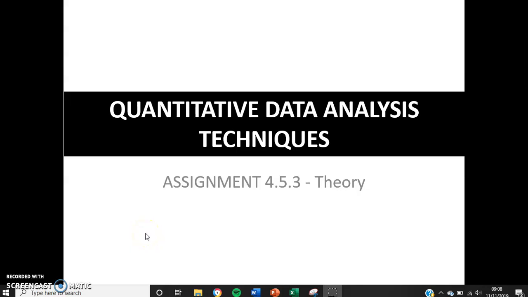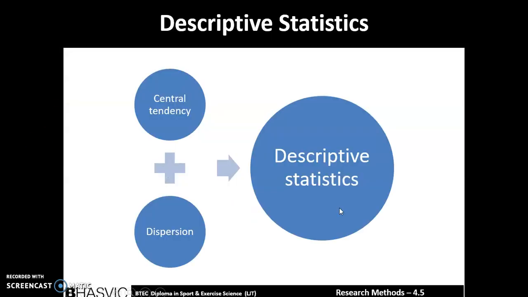Okay, this is video 3 for quantitative data analysis techniques. The third stage of analysis for quantitative data is referred to as descriptive statistics.